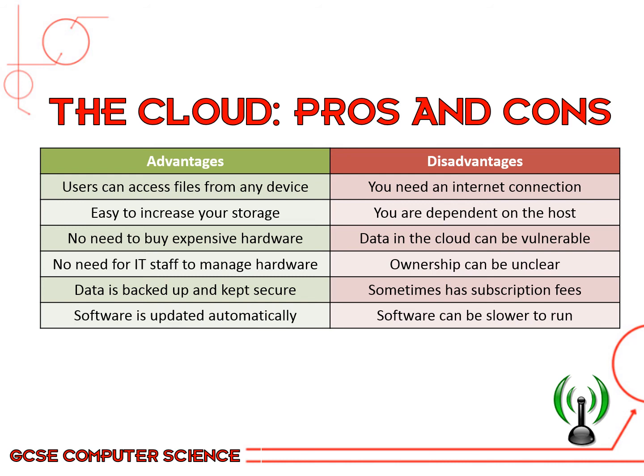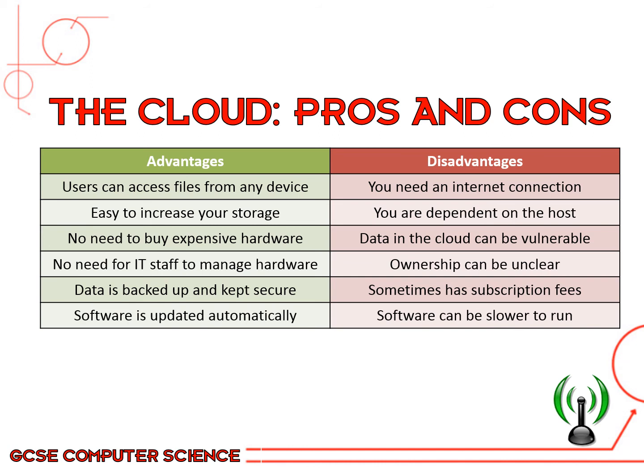You're going to need an internet connection, so if you've ever lost connection or run out of data, you're unable to access your files. You're dependent on the host. So what that means is if the server ever fails or the company goes down for some reason, you can't access your files. Data in the cloud can be vulnerable. Now what this means is that some particular servers could be hacked and your data might be corrupted or stolen. Ownership can be unclear. Some people think that they own the server because they're hosting some of their data there, and that isn't always correct.